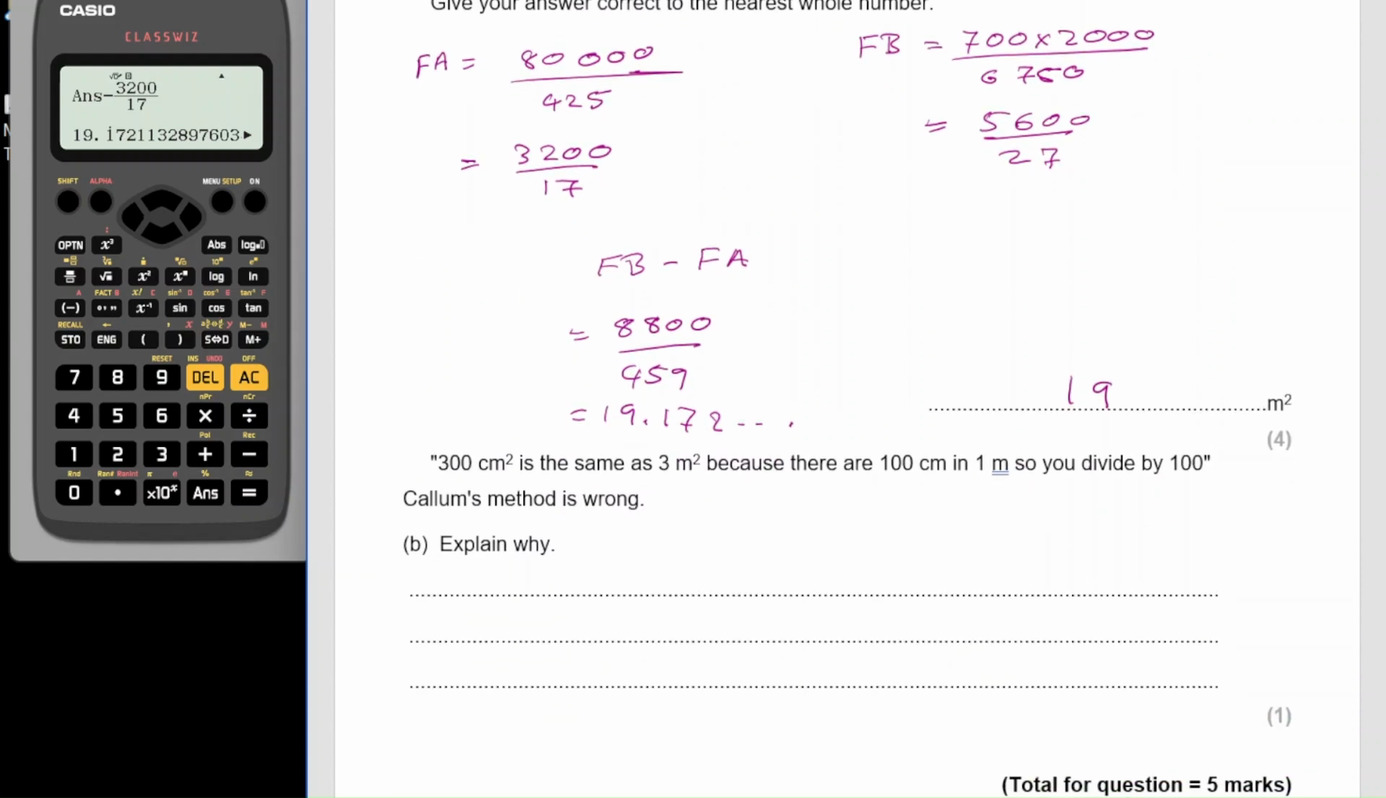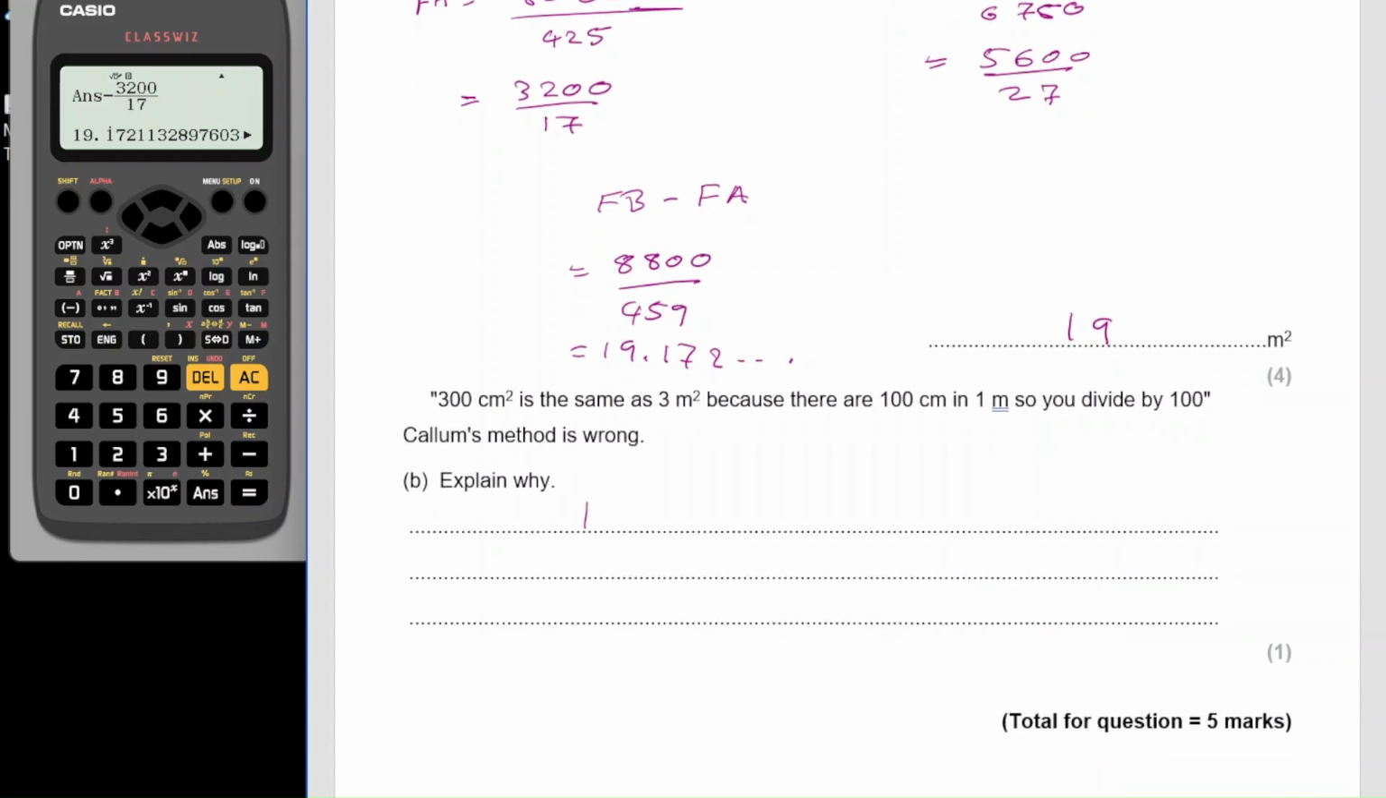300 centimeters squared is the same as 3 meters squared because there are 100 centimeters in 1 meter. So you divide by 100. Cohen's method is wrong. Explain why. Well, 1 meter squared is equal to 1 meter times 1 meter, which is equal to 100 centimeters times 100 centimeters. So 1 meter squared is equal to 10,000 centimeters squared.